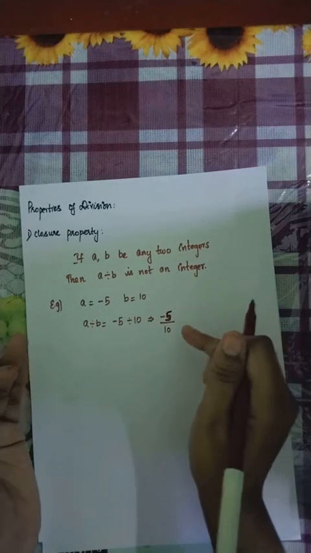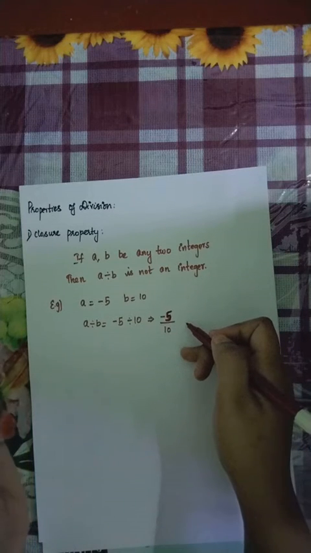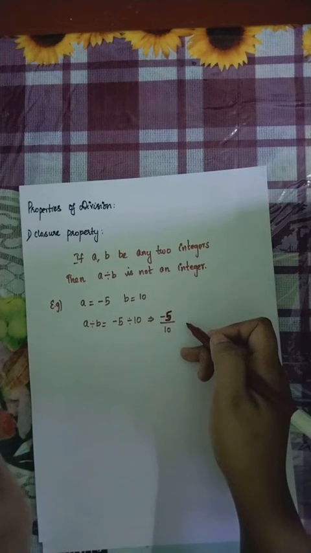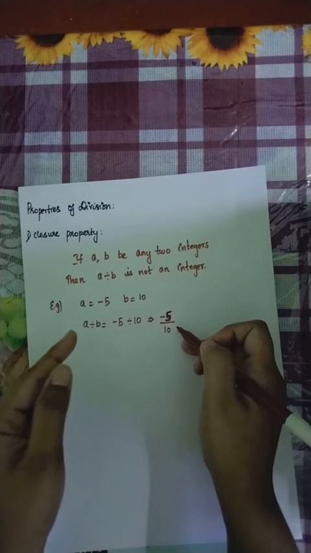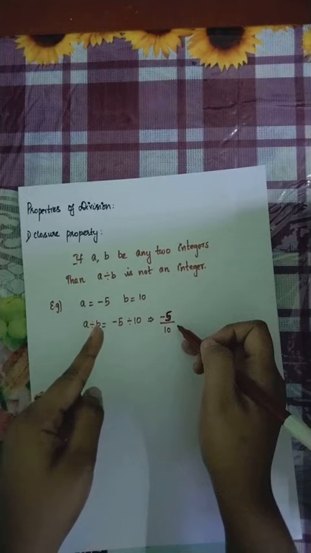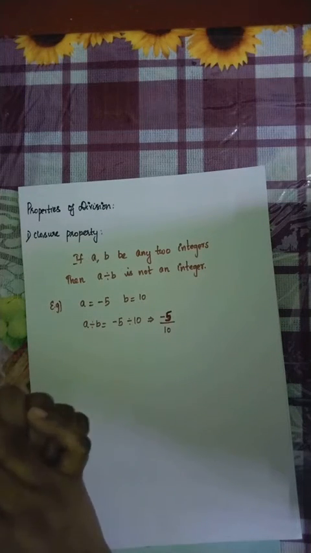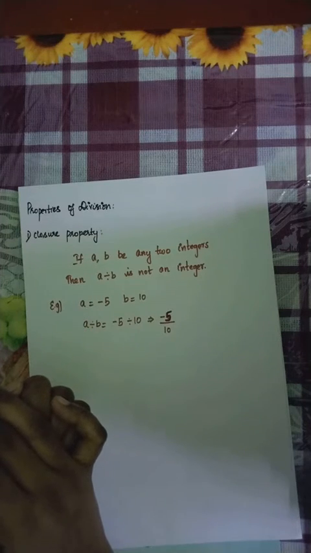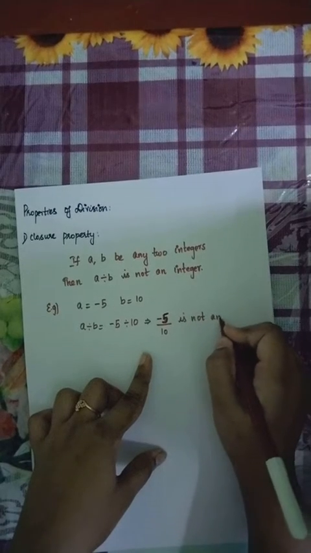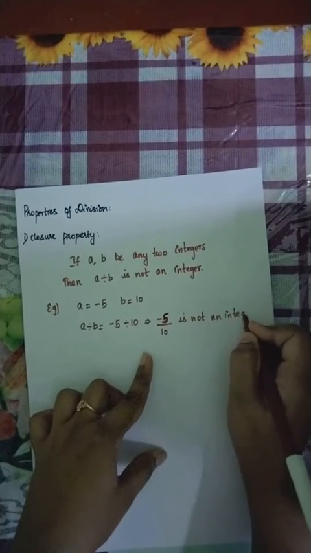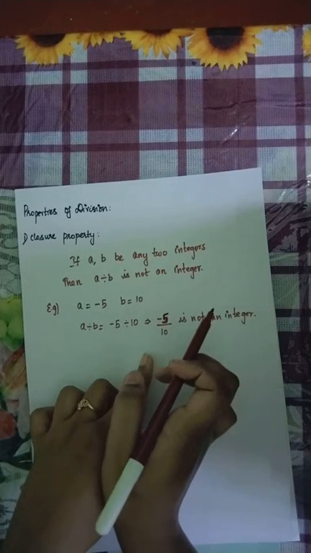What is this? This is a fraction. This is not an integer. It is a fraction. So a divided by b is not an integer. So closure property is not true under division. Sorry, is not an integer. If a comma b be any 2 integers, then a divided by b is not an integer.